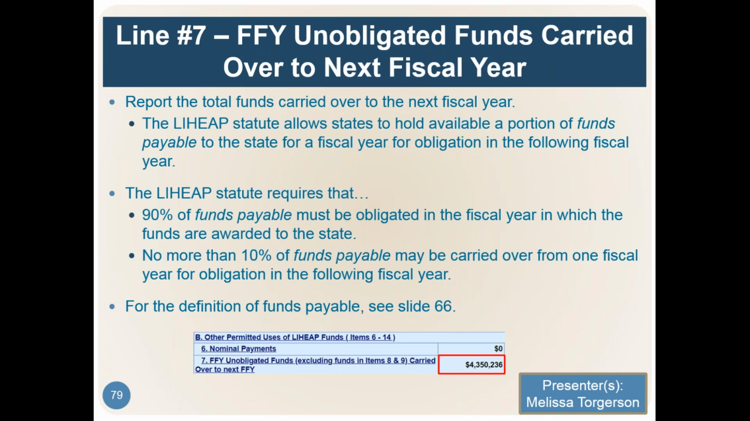Unobligated funds carried over to the next fiscal year. So this is what we were talking about in the checkbook. For 2018, if we were doing a checkbook and we're doing our year-end balance remaining of things we have unobligated, this is what that would look like. So we're going to talk about the total funds. In this line, we're talking about the total funds carried over into the next fiscal year.